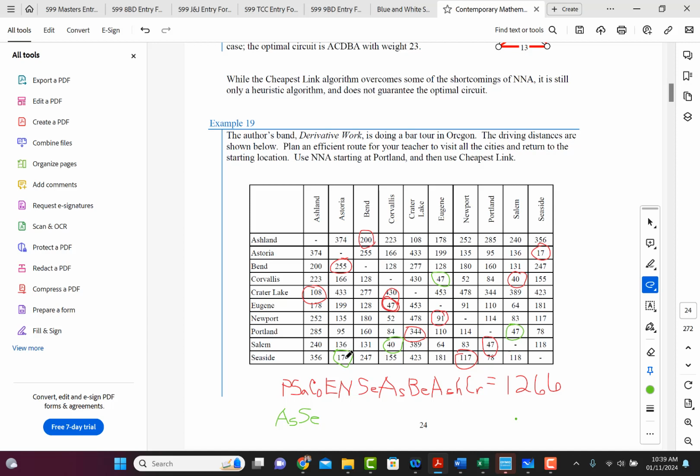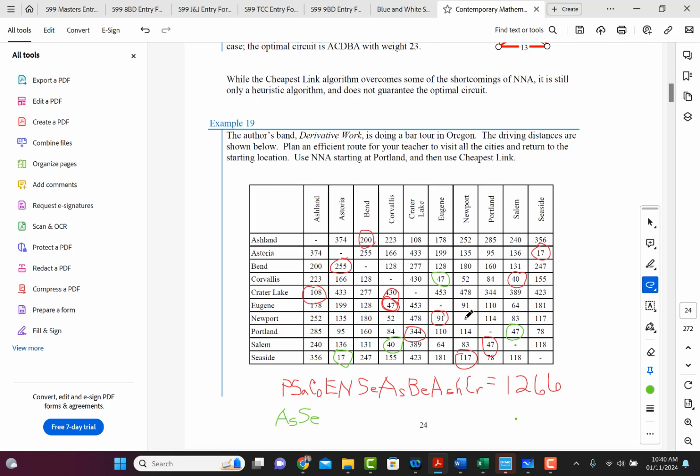So if we go to Astoria to Seaside, and then we go Seaside, that's still in the air. But then if we go Corvallis to Salem, we have Salem to Portland. Yeah, so we're good so far, I think. And then what do we got? The next one is 52, which is Newport to Corvallis. So we don't want to do that one because we've already got one here.